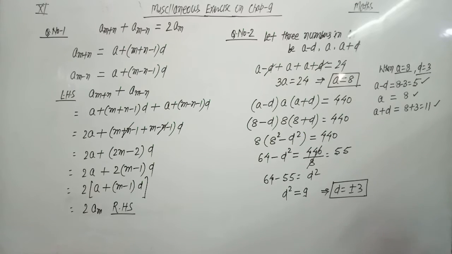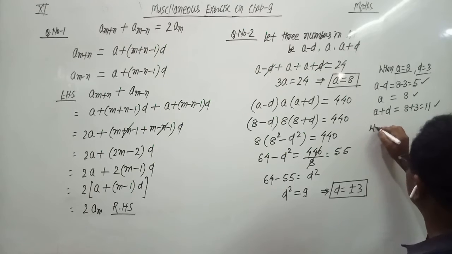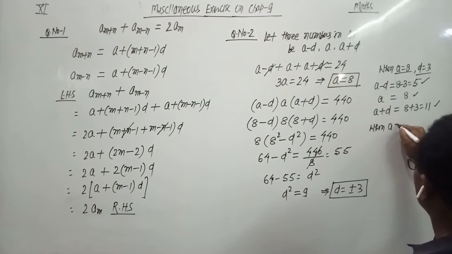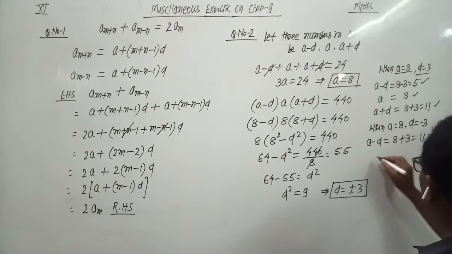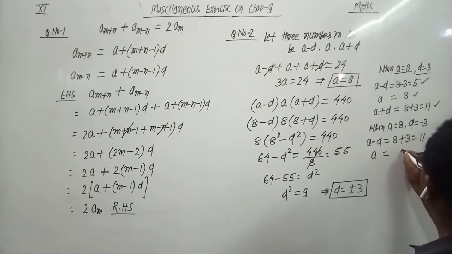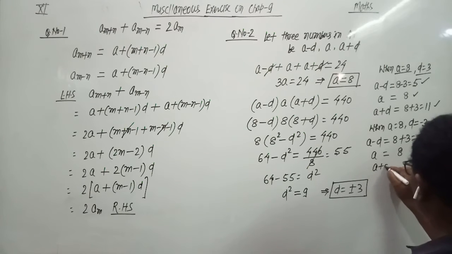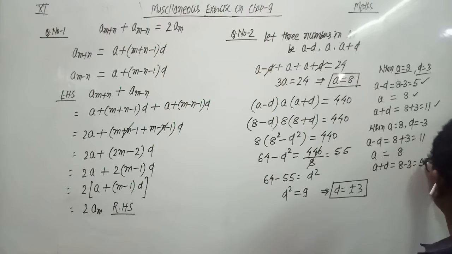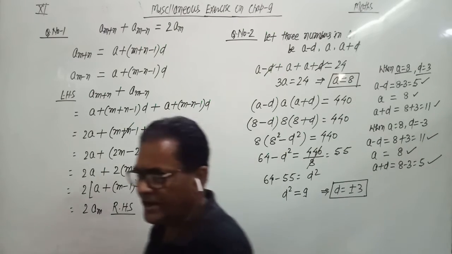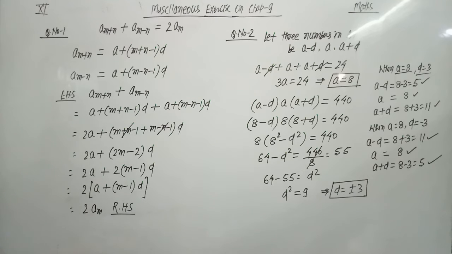And when we take a equals 8 and the value of d equals minus 3, then the first number a minus d is 8 plus 3, that is 11. The second number a is 8 and the third number a plus d is 8 minus 3, that is 5. So 11, 8 and 5 are the three numbers in AP.